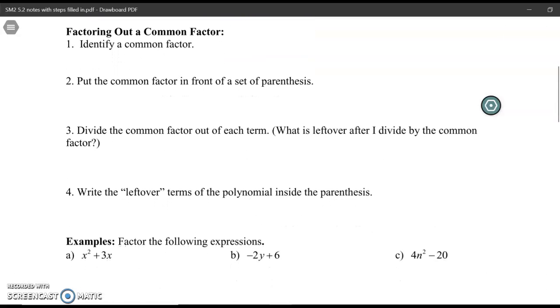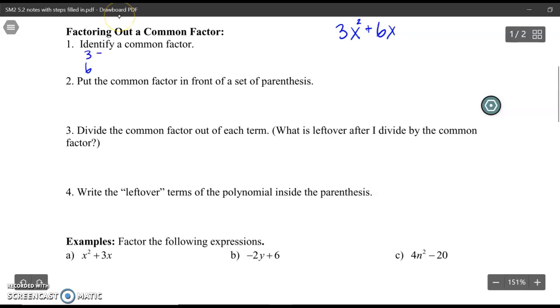So let me just write a problem on the board, not on the board, on this tablet, so that we can work through it as we look at these steps. Actually, I'm going to get 3x squared plus 6x. So our first step is to identify a common factor. So I'm going to look at the 3 and the 6 and see what they have in common. So 3, its only factors are 1 and itself. 6, the factors are 1, 2, 3, and 6.